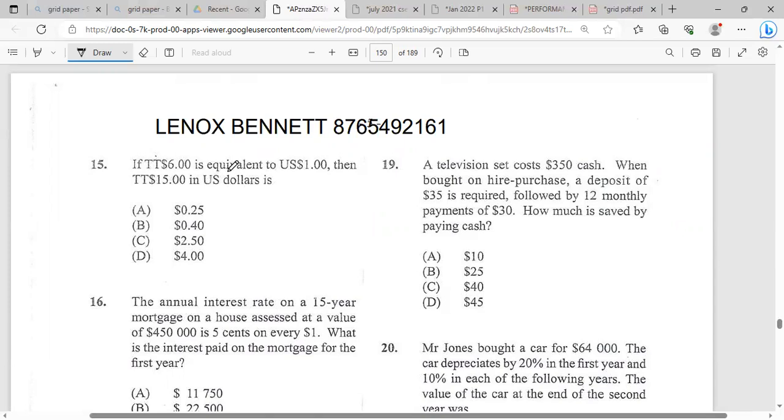If TT $6 is equivalent to US $1, then TT $15 is... TT money is nice, you know. So that gives you 2.5. Jamaica money is a joke thing.